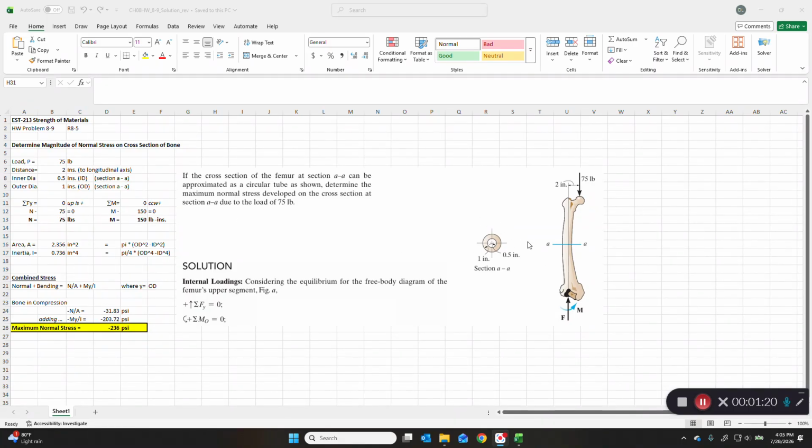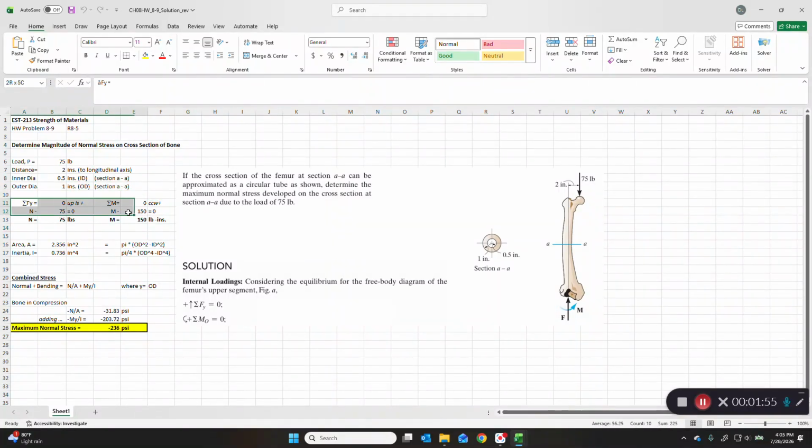And you're given the dimensions of the bone here. We're assuming it's a hollow tube. So that's an important assumption because it will inform our area and moment of inertia calculation. So let's get right to it. We're going to enter the load, the distance of the offset. So you can see by inspection it's going to create a clockwise moment, which will be negative, and that would be 150 inch-pounds, right? We have an inner diameter and an outer diameter. We're going to call those ID and OD respectively through the cross section. You can see it here in the cutaway.